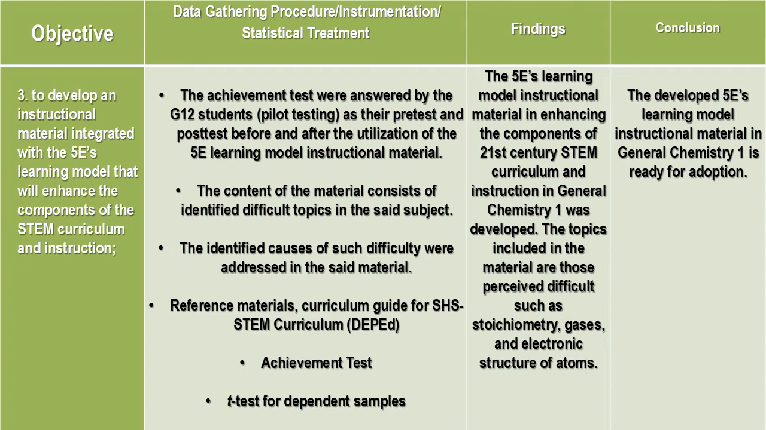for dependent samples. So for the major findings, the 5E learning model in enhancing the components of 21st century STEM curriculum and instruction was developed. The topics included in the materials are those perceived difficult topics such as stoichiometry, gases, and the electronic structure of atoms. And for the conclusion, the developed 5E learning model instructional material in General Chemistry 1 is ready for adoption.